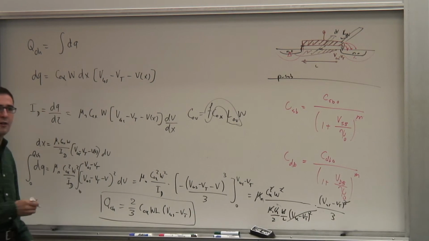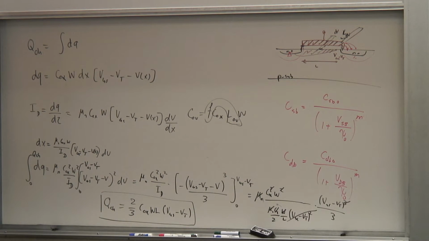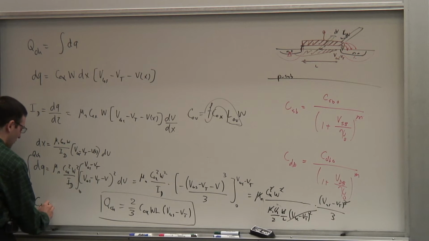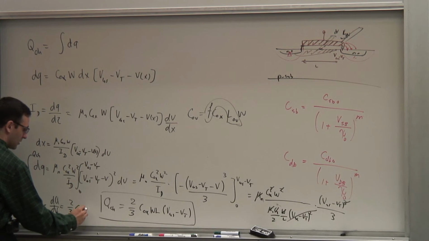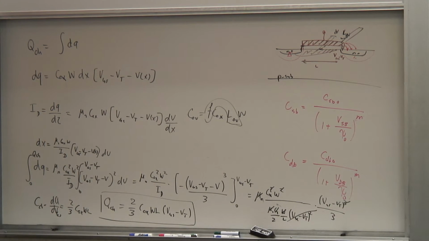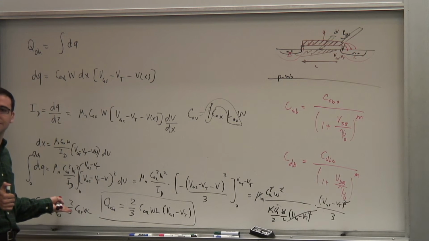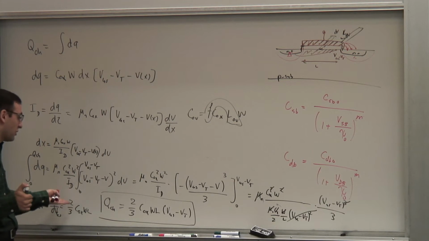Channel charge. Surprisingly simple expression, actually, at the end of the day. And therefore, the channel capacitance, which would be dQ/dVGS, is going to be 2/3 Cox WL. So it's interesting. The capacitance of the channel is 2/3 of the area, the physical channel, of the drawn channel, times Cox, irrespective of the voltage. Which is a good thing, it's a constant capacitance.